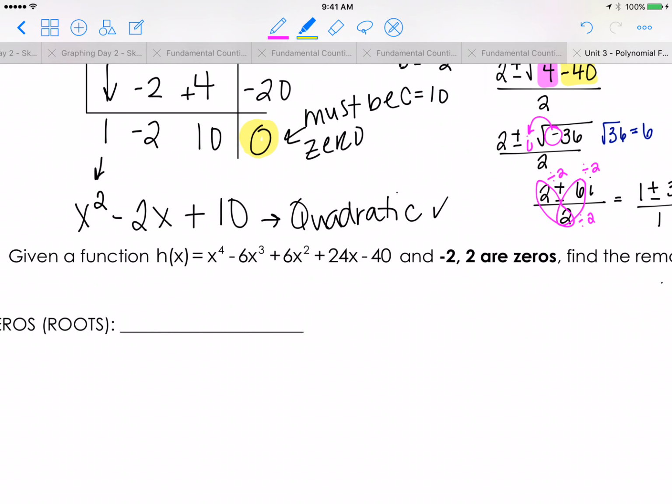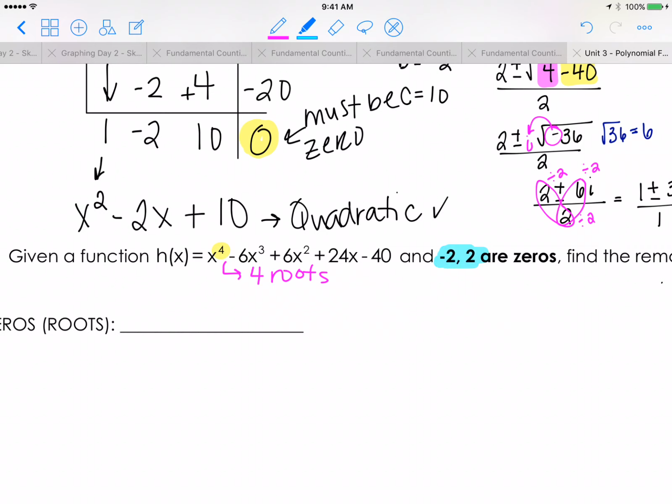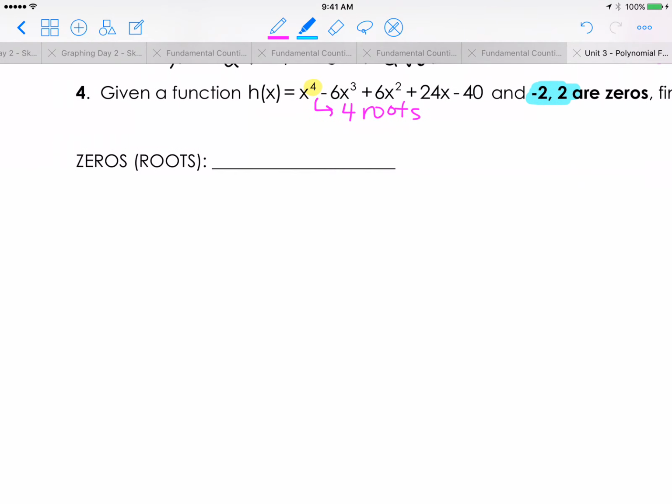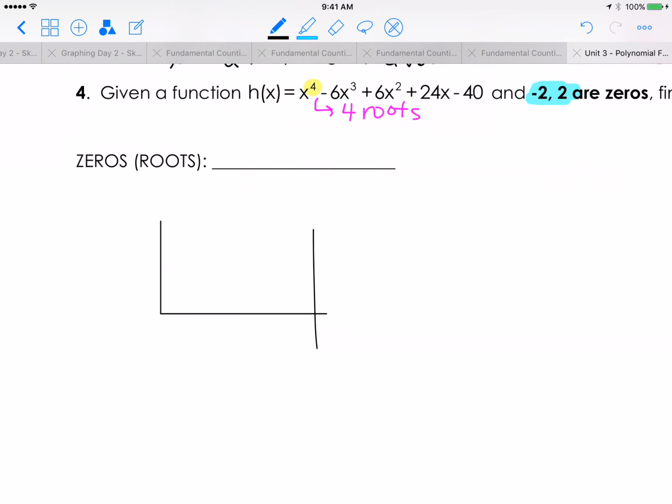Okay, number 4. Okay, so this time we have a to the 4th. So that means we must have 4 roots, or 4 zeros. So we're given, over here, 2 of them. So we're not sticking anything in the calculator. We're not trying to find any more roots because it's already giving us our roots. So we just need to use those given roots to press this down to a quadratic. I'm going to make this a little bit bigger.